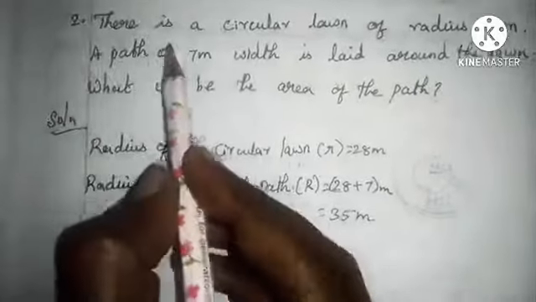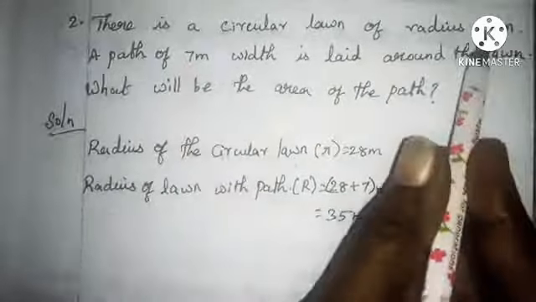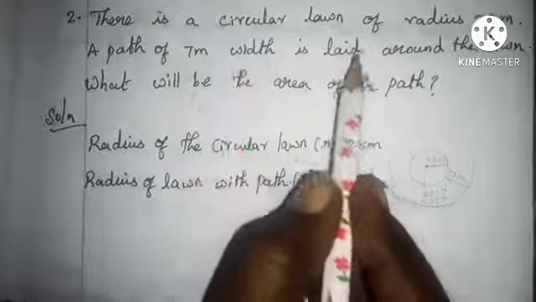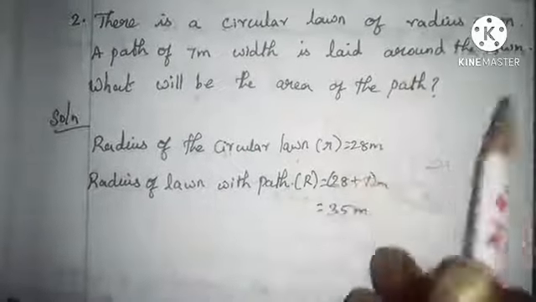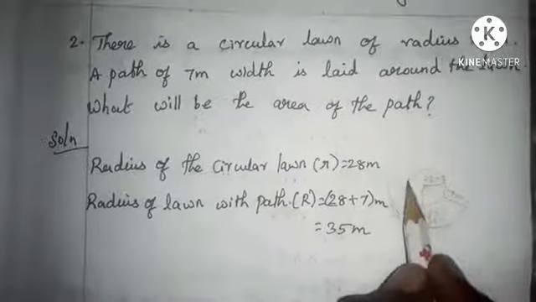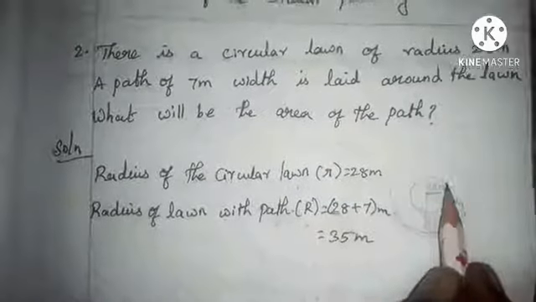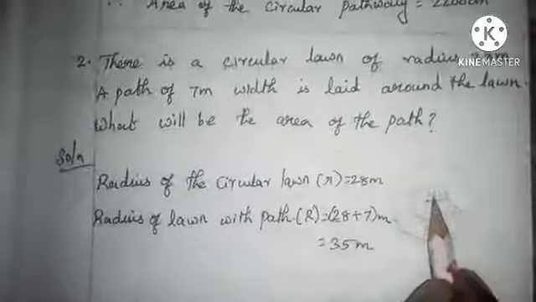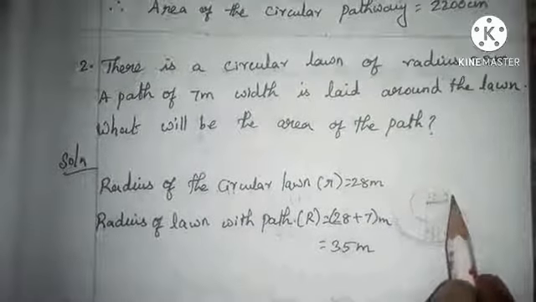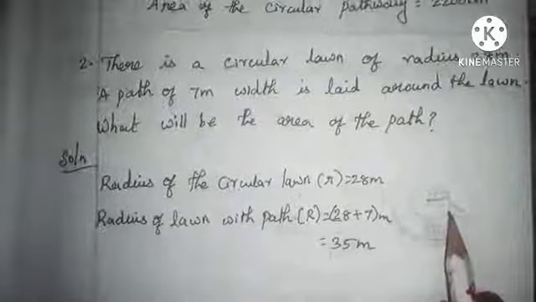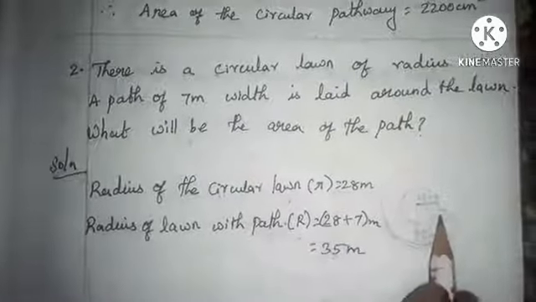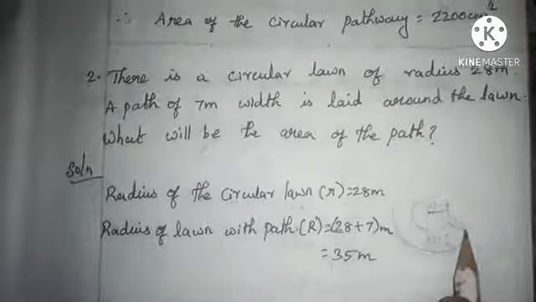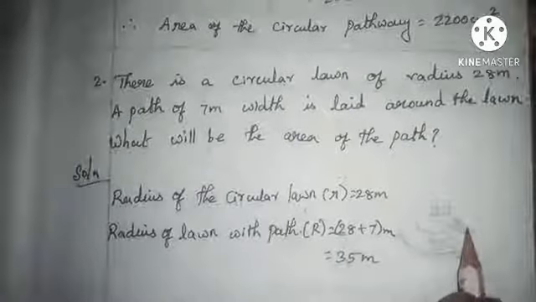Second sum, there is a circular lawn of radius 28 meter. A path of 7 meter width is laid around the lawn. So, if you consider this as the circular lawn, the radius is given as 28 meter. Around this lawn, they are having the path of width 7 meter. That is, the distance between the circular lawn and the outer layer is 7 meter.